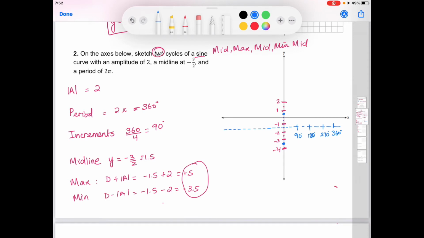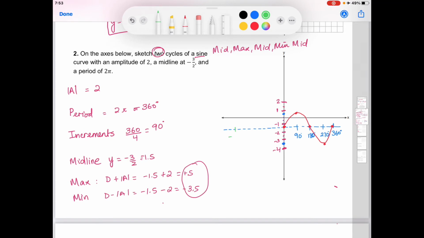So let's do the sine. It starts at midline, then the maximum, mid, approximate 3.5 min, and this is one cycle of a sine graph. I need 2. So how about I go in the opposite direction? I could have gone all the way to the right to 720, but since we don't have room here, I would go in the opposite direction. Either or would be correct.